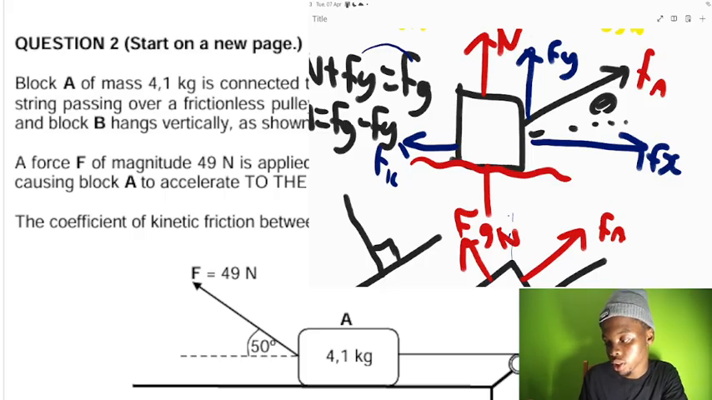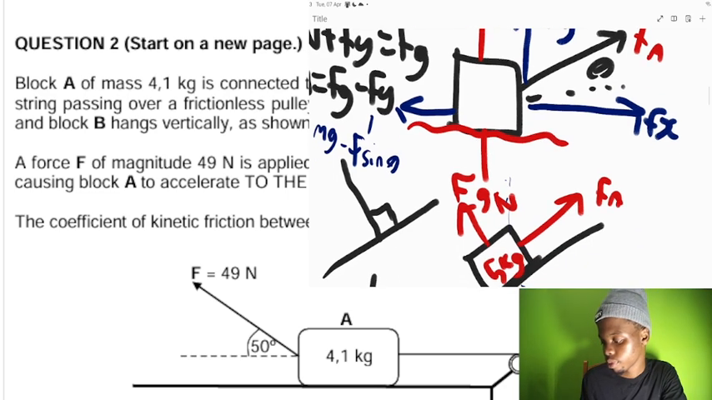Why? Because two forces are going up, Fg is going down. So normal force plus Fy equals Fg. It's no longer just normal force equals Fg. And your Fg obviously is still mg, and your Fy will obviously be your y component. So that will be Fy, which is F sine of theta.